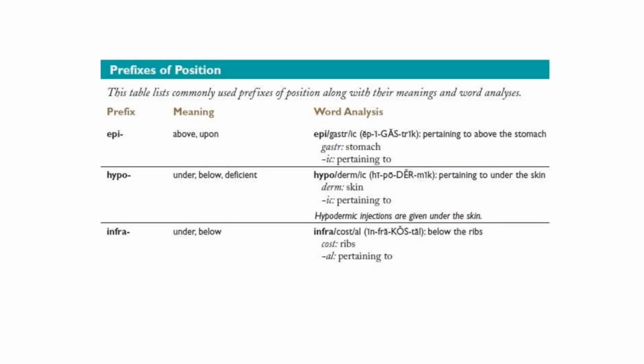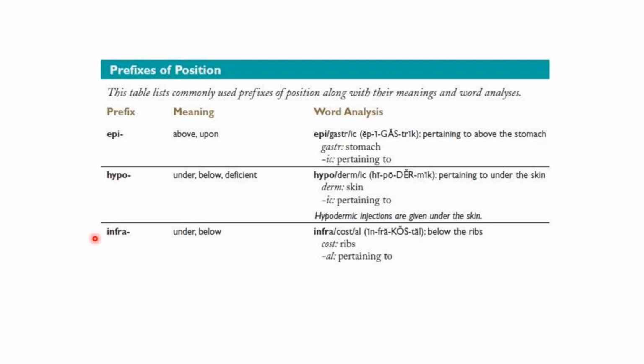Now we will see the various prefixes of position. The first one is epi, which means above or upon, and the word analysis for the prefix epi is epigastric. Over here, gastr means it is related to the stomach, and ic is pertaining to. Epigastric is pertaining to above the stomach. Second one is hypo. Hypo means anything which is below or deficient. Right? And the word analysis for hypo is hypoglycemia. So hypoglycemia means decrease in the blood glucose concentration.